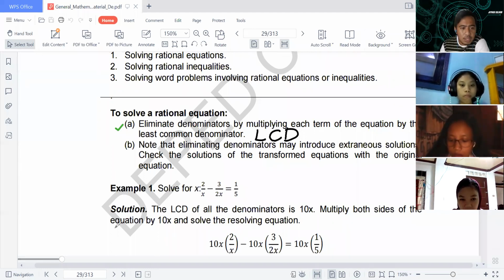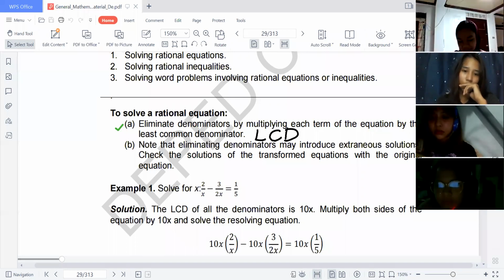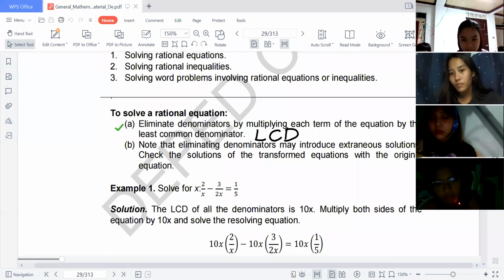And the second step, can I ask Ibrahim, can you read the second step, please? B. Note that eliminating denominators may introduce extraneous solutions. Check the solution of the transformed equation with the original equation.